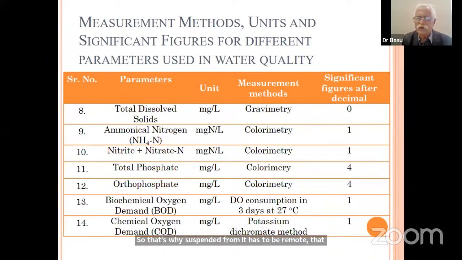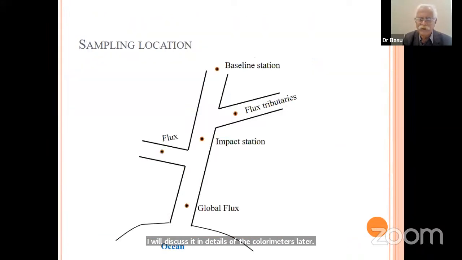Total dissolved solid is measured by gravimetry. There are some kinds of ions or chemicals which can be measured by the colorimeter. That means if you give the reagent, some chemicals, they make a color. And the color is measured in a colorimeter. I will discuss the colorimeters in detail later. So these are the things, this is the methodology.